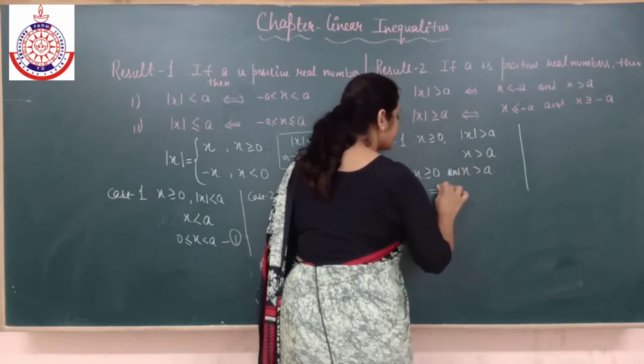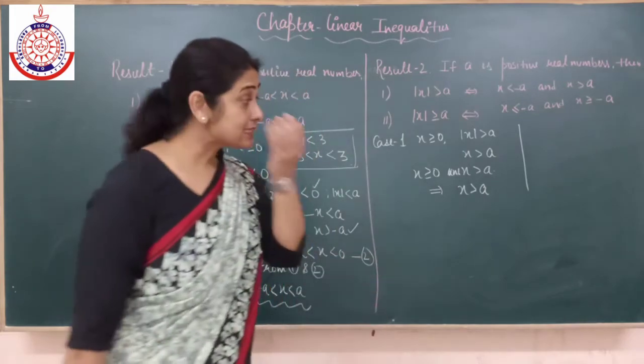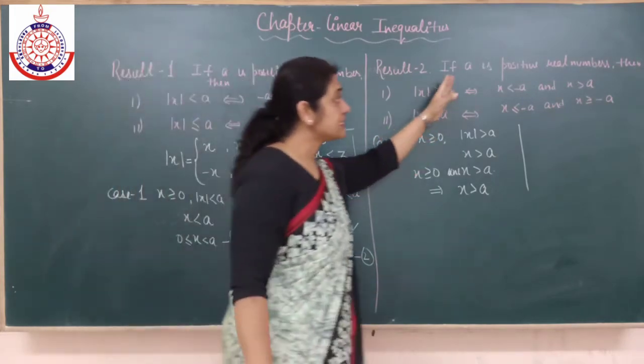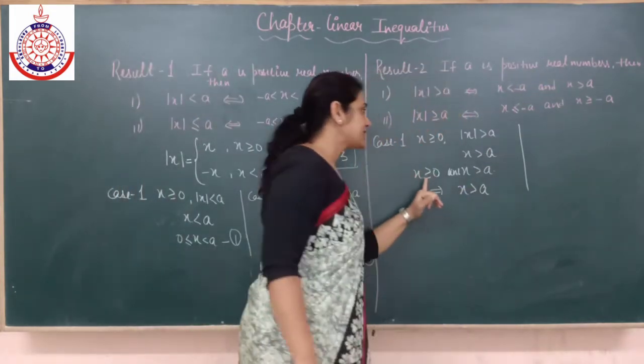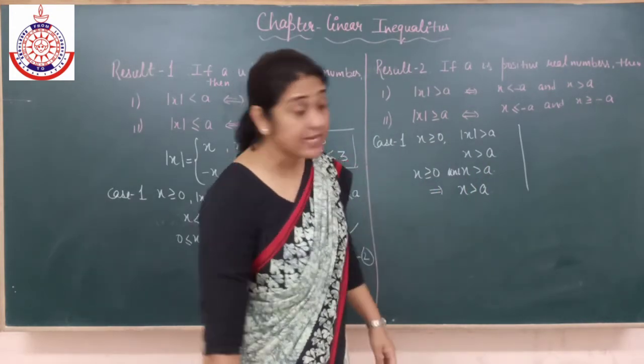Alright, it implies that x is greater than a, because a is a positive real number. x is greater than or equal to 0 and x is greater than a. That means what we have got? x is greater than a.